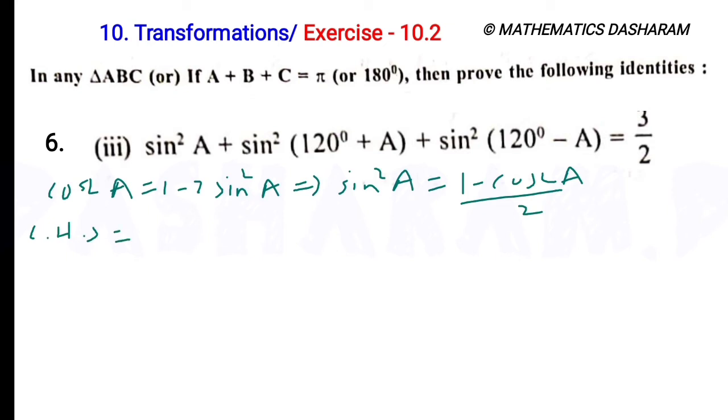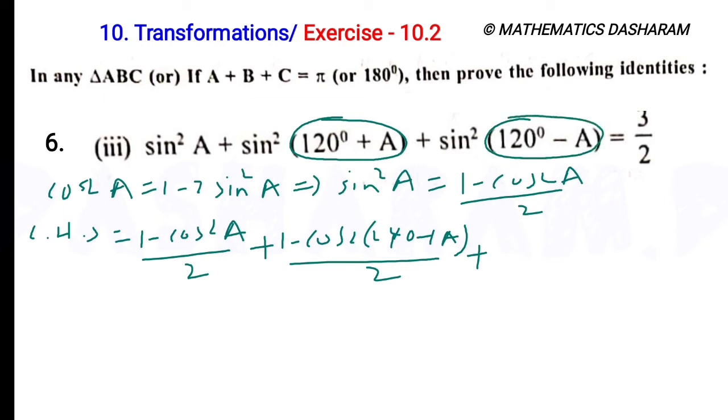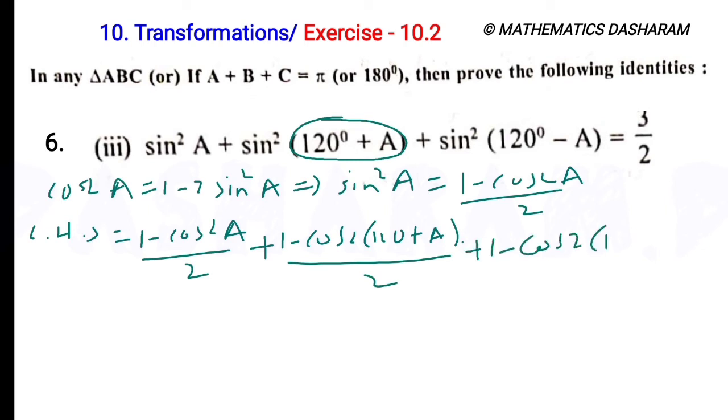First one, sin square a, its value is (1 minus cos 2a) divided by 2. The second one, here the a value is 120 plus a, so that is (1 minus cos 2 into (240 plus a)) divided by 2. And here the a value is 120 minus a, so (1 minus cos 2 into (120 minus a)) divided by 2. Sorry, it is 120 here.